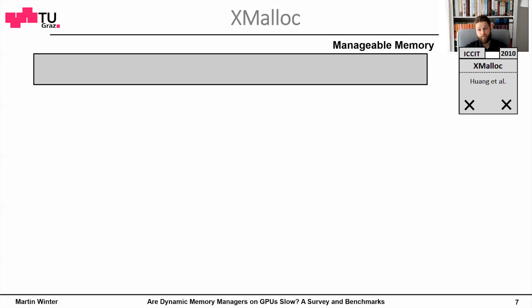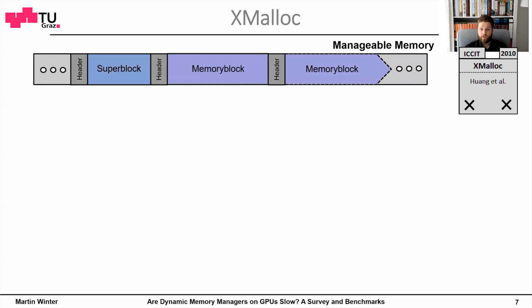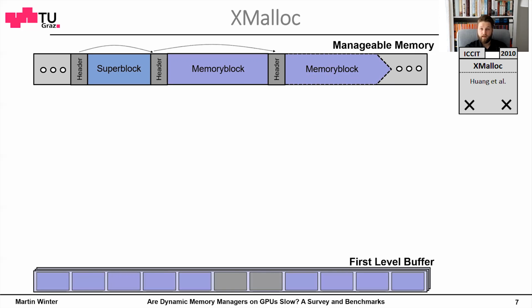X-Malloc is the first non-proprietary dynamic memory manager on GPUs, introduced in 2010 by Huang and colleagues. Large allocations, as well as so-called superblocks, are served from a heap, which is segmented into free and allocated memory blocks. These blocks are linked together into a linked list, which also allows for merging of neighboring blocks. Such allocations are unfortunately quite slow, as one has to traverse the list to locate appropriate blocks. Therefore, X-Malloc introduces small buffers implemented as FIFO arrays to serve allocations directly.